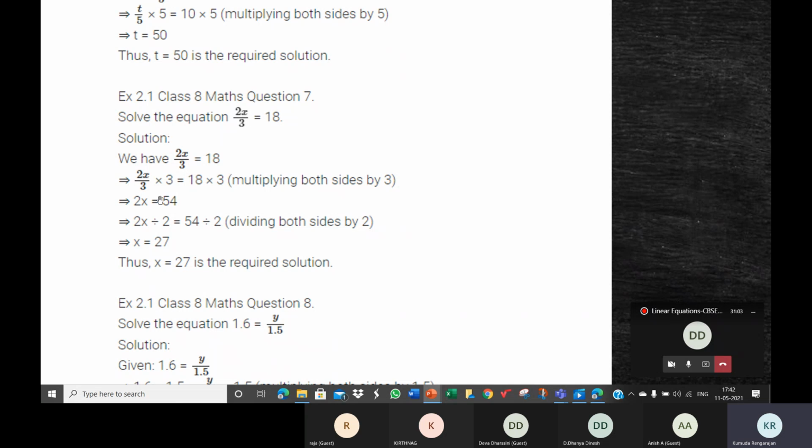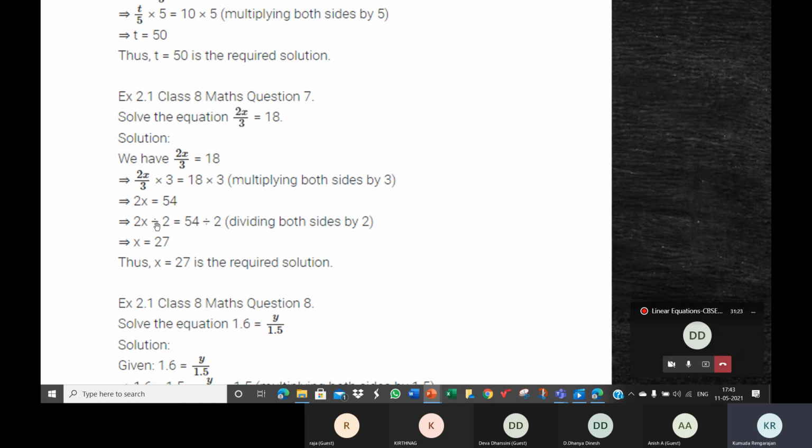Now, x is still not alone. Along with x, there is 2. We should get rid of 2 now. And they are in multiplication form. So you need to divide by 2 on both the sides. So 2x divided by 2, 54 divided by 2. You will do that. 2x by 2 is x.